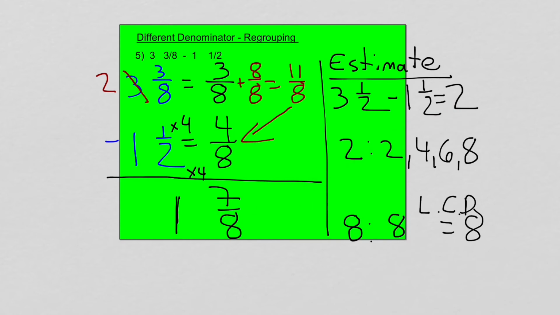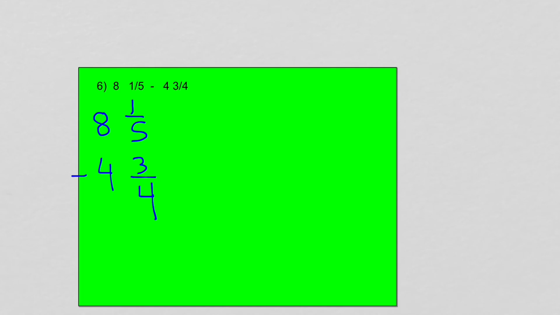Let's try another one. 8 and 1/5 subtract 4 and 3 over 4. And once again, I'm going to make an area for scrap paper and an area to do my estimate.